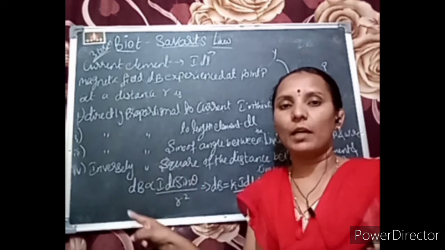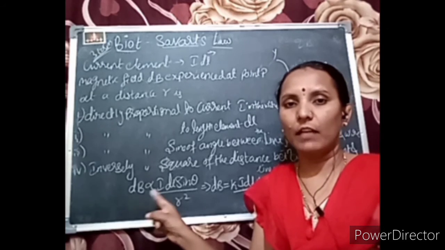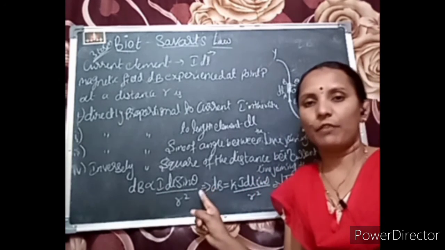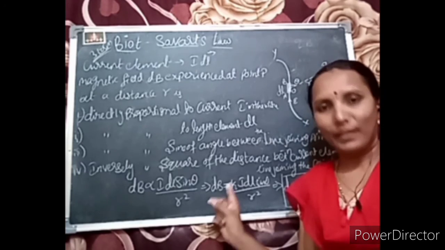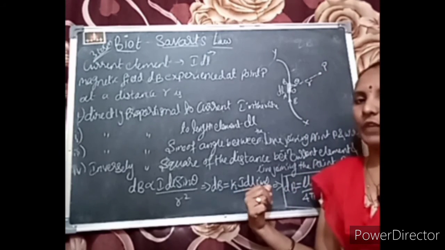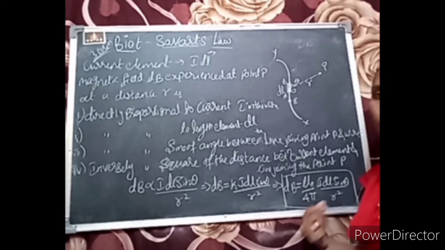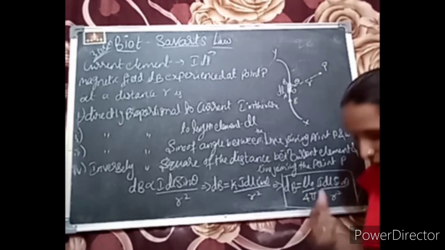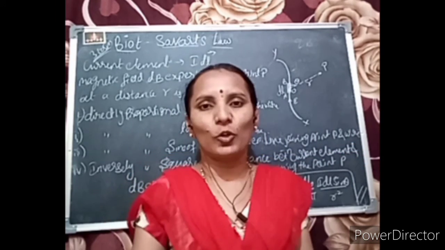After writing those all, combine like this. After combining, remove this proportionality sign, which looks like alpha, and introduce the constant k. Then remove that k also and substitute the value of k, mu naught by 4 pi, and this is your final expression. And there is a trick to remember this expression also.